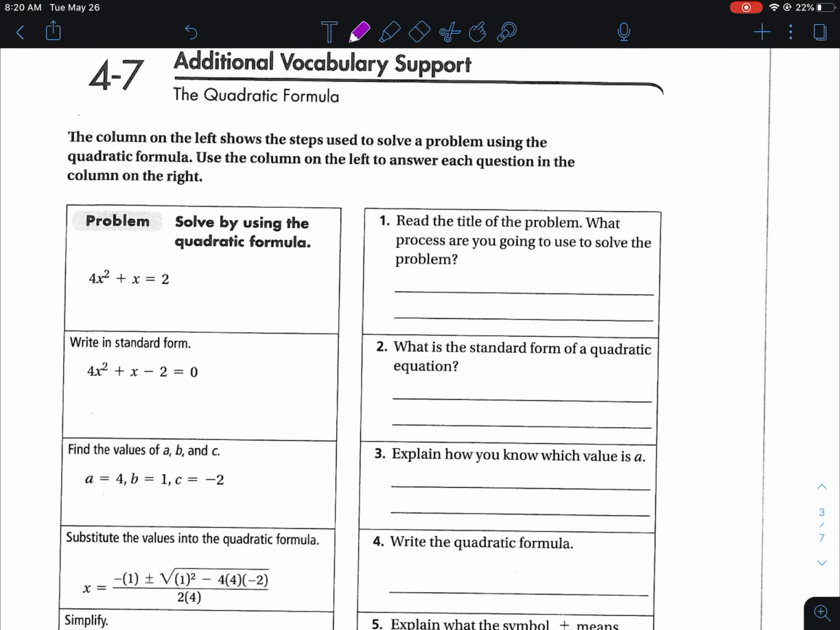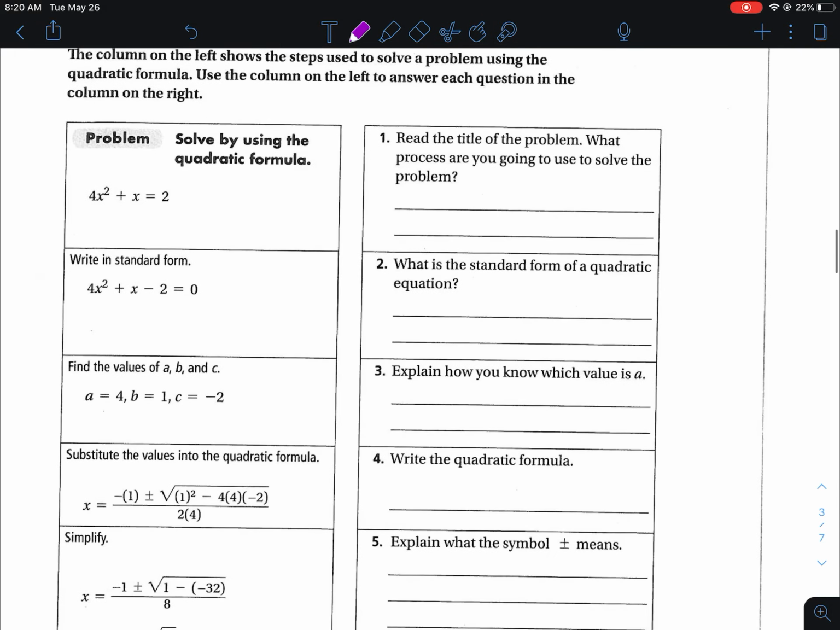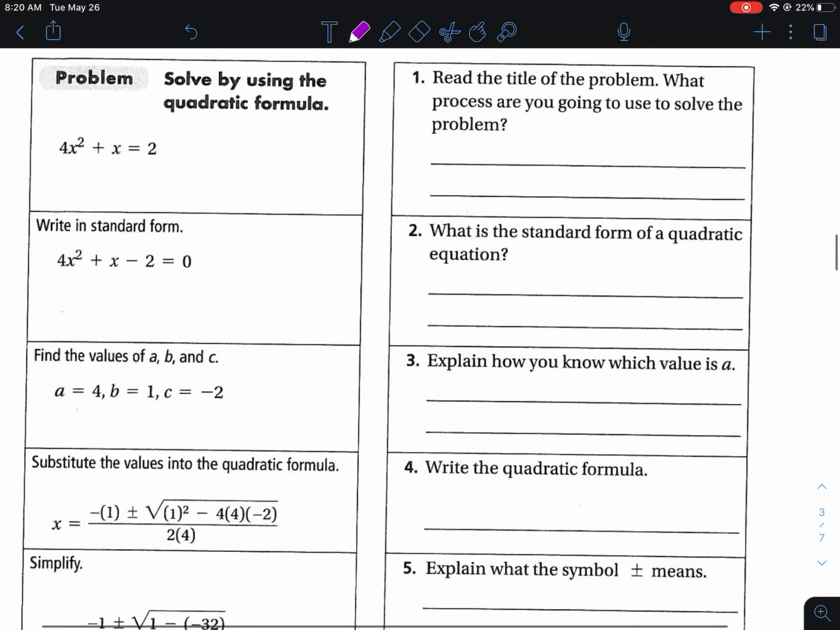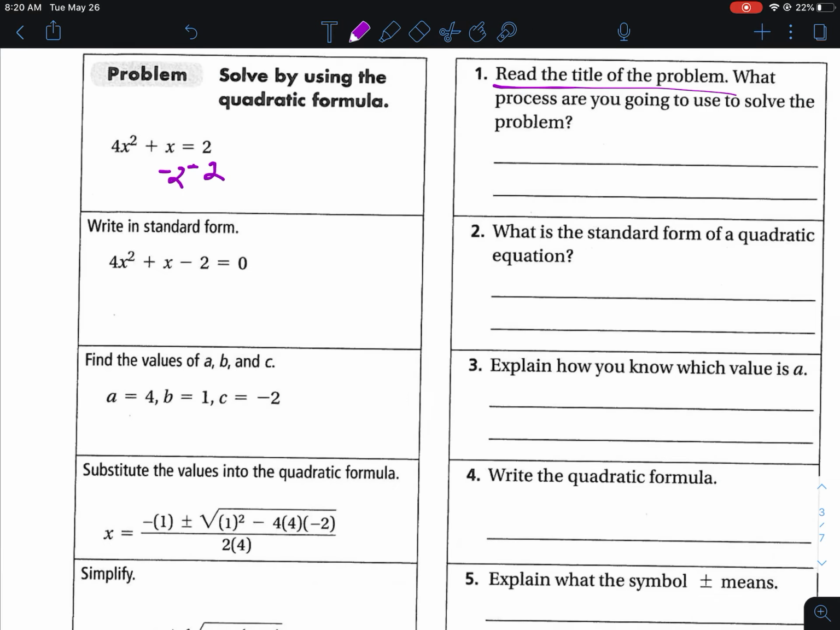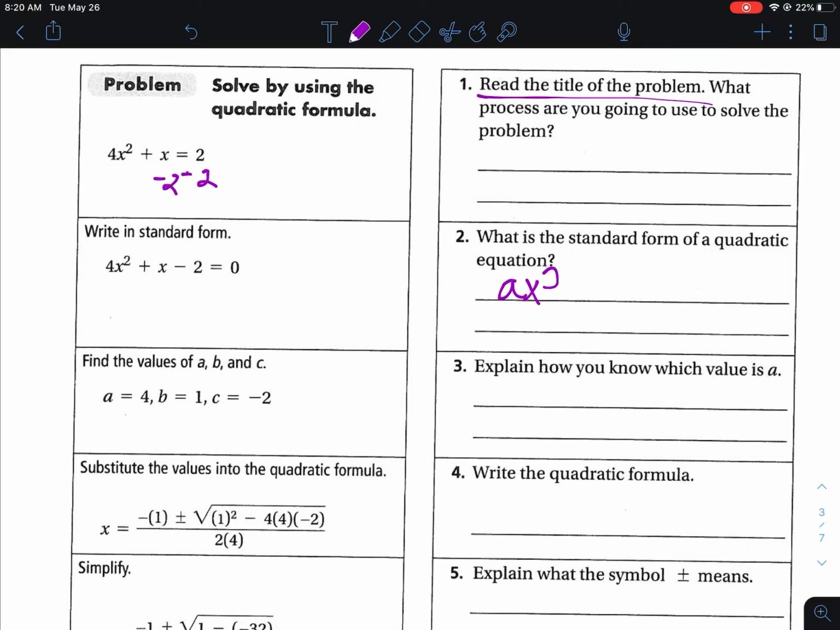The other side of the notes, again, sort of walks you through the thought process here. So first, solve by the quadratic formula. Well, if we read the title of the problem, we're going to use the quadratic formula. And then we know we want to start by writing it in standard form. So again, what they did was move the 2 to the left. Standard form of a quadratic is ax squared plus bx plus c, right? So everything on one side, 0 on the right-hand side. The second step is to find the values of a, b, and c.